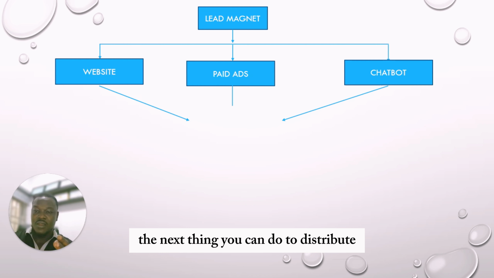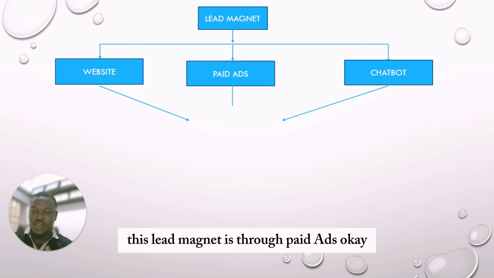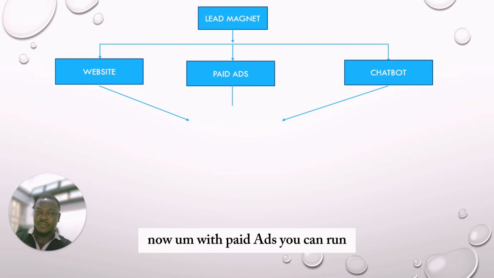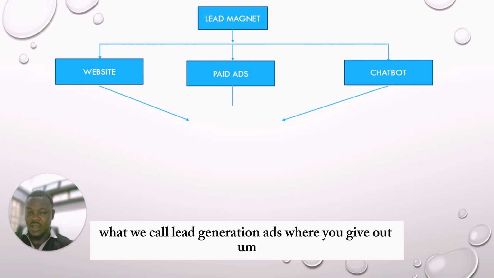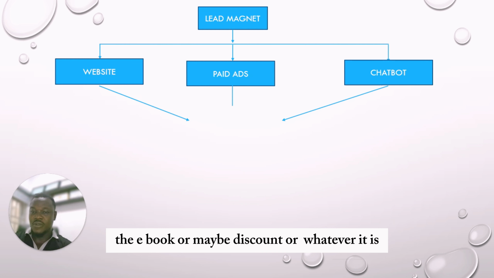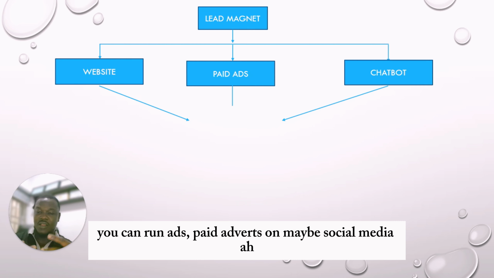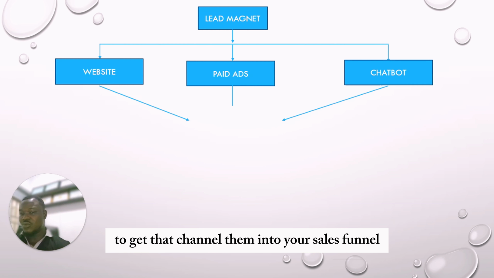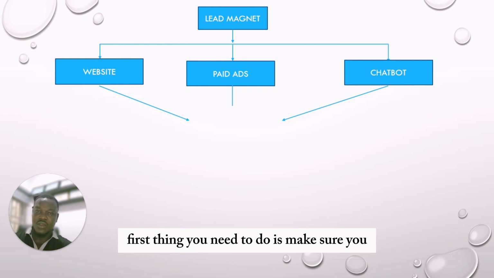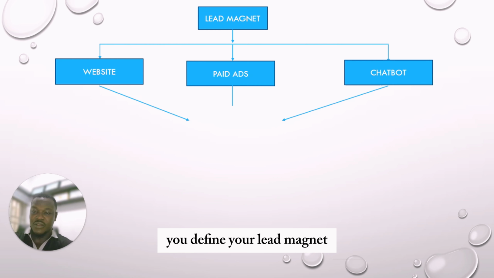Okay, now the next thing you can do to distribute this lead magnet is through paid ads. With paid ads, you can run what we call lead generation ads, where you give out the ebook or maybe the discount, or whatever it is that's your lead magnet. You can run a paid advert on maybe social media to channel them into your sales funnel. So the first thing you need to do is to make sure you've defined your lead magnet.